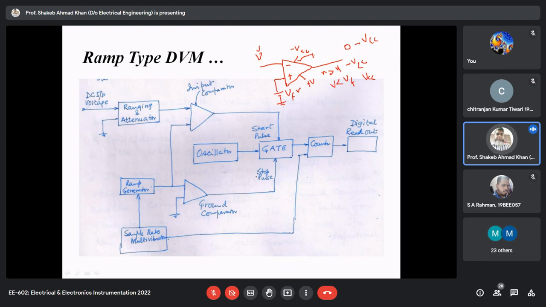So it is clear to all of you. I did not discuss the ramp type DVM. I just discussed the comparator circuit, how an operational amplifier based comparator works.